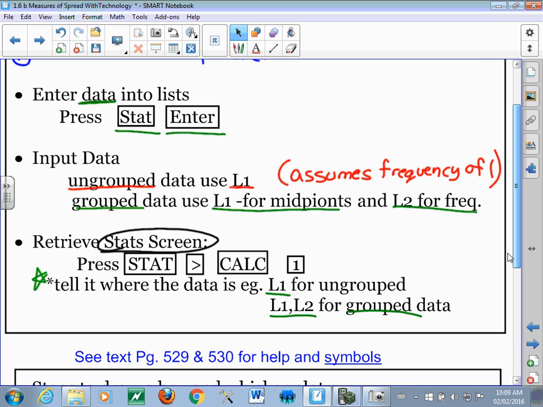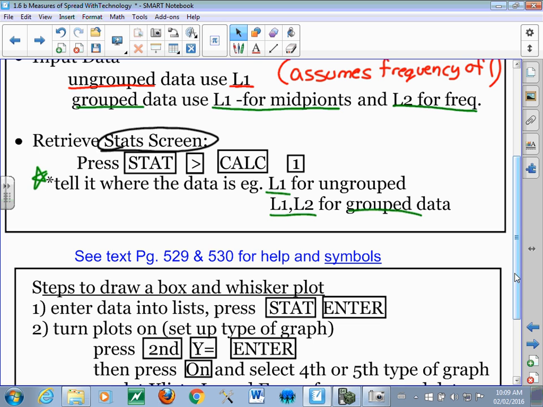Okay, and if you're wondering what the stat screen symbols represent, please take a look at page 529 and 530. 530 has the complete list of what all the symbols represent when we get to a stat screen. I will show you through this lesson how to do that.